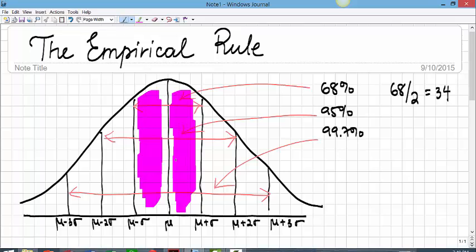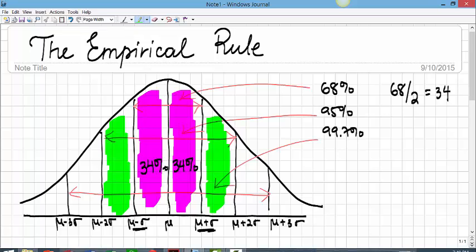So what can we say? We can say that roughly 34% of the data is one standard deviation above the mean. Okay, and roughly 34% of the data is one standard deviation below the mean. Okay, now we can do a similar analysis to the other two pieces. Let's take a look at this one here. Should be equal to this one over here since the distribution is symmetric.